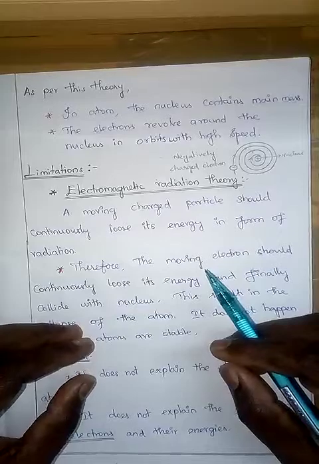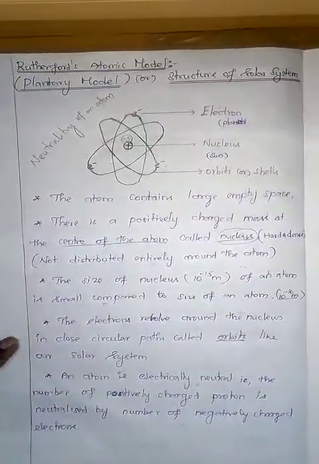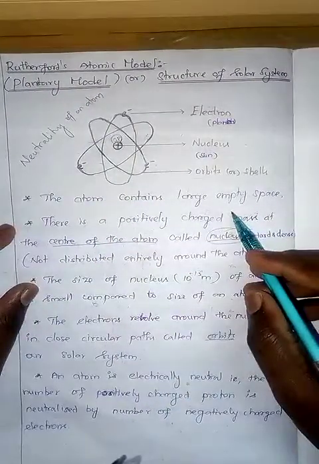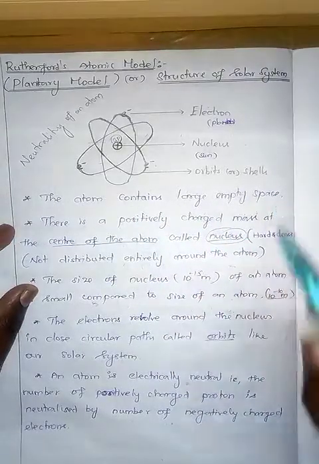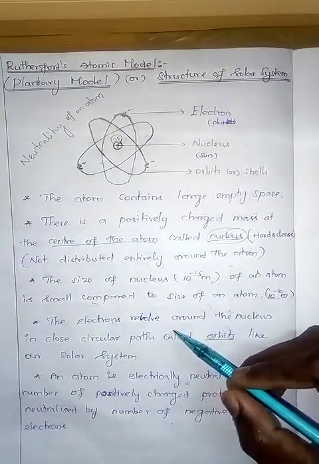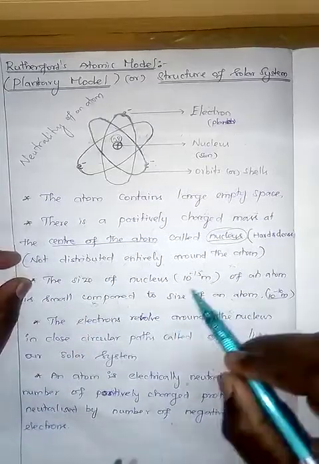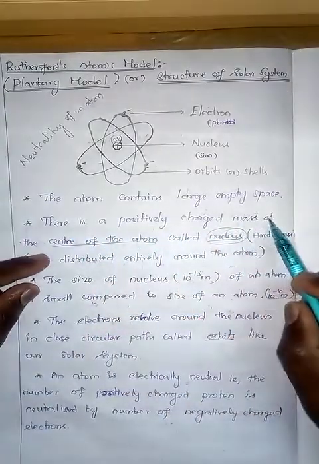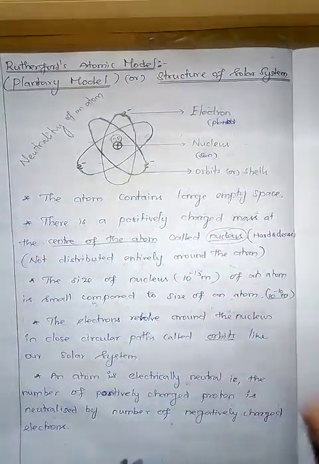So these are the points discussed by Rutherford. One more time we will revise. Most of the alpha particles pass through, so it indicates the atom consists of large empty space. Only very few alpha particles are deflected at an angle of 180 degrees, which confirms that the positively charged mass at the center of the atom is focused.